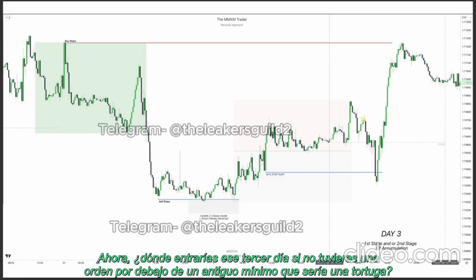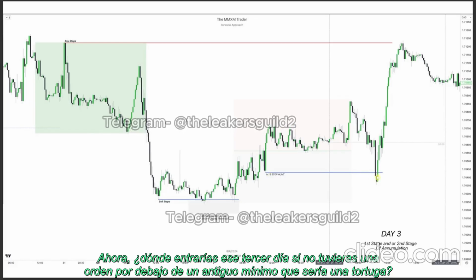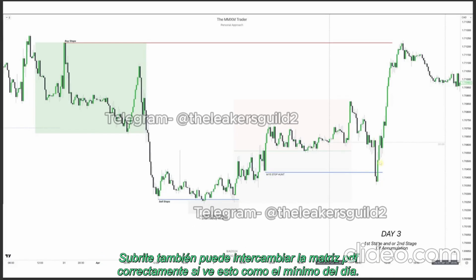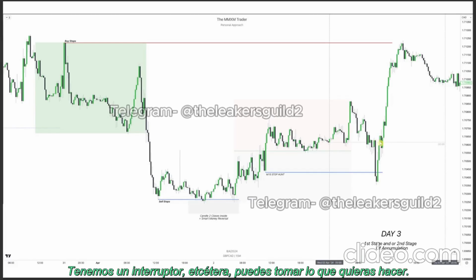Now where would you get in on that third day? If you did not have an order below an old low, that would be a turtle soup, right? You can also trade the PD array matrix, right? If you see this as low of the day, we have a breaker, etc.